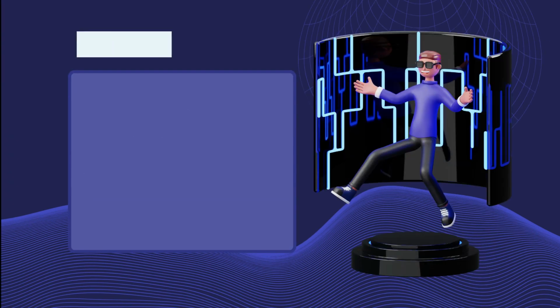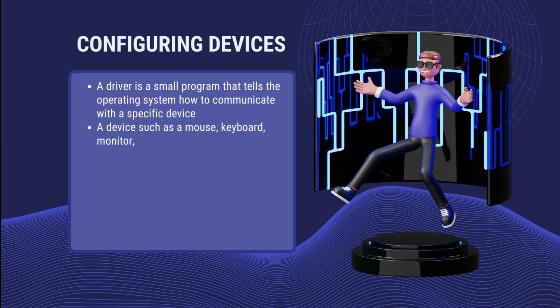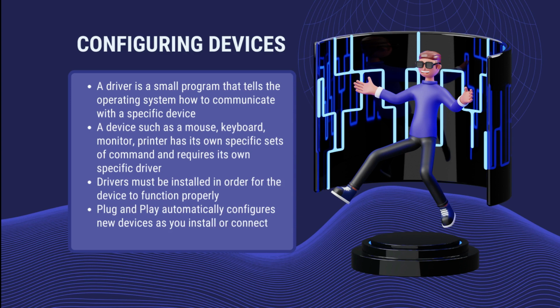Configuring devices. A driver is a small program that tells the operating system how to communicate with a specific device. A device such as a mouse, keyboard, monitor, or printer has its own specific set of commands and requires its own specific driver. Drivers must be installed in order for the device to function properly. Plug and Play automatically configures new devices as you install or connect them.